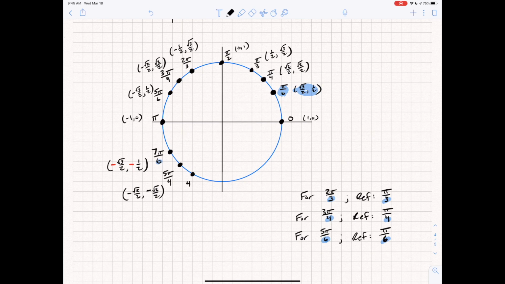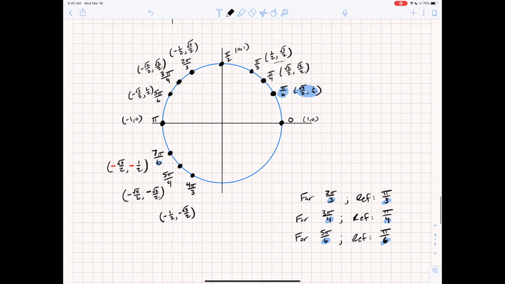All right, the next radian measure that's unique, or at least special, is going to be 4 pi over 3. I'm really done with thinking and double checking so I don't make a mistake again. And this coordinate is going to be negative 1/2, negative root 3 over 2. Again, the reference is pi over 3, so I'm going to use the exact same two coordinates, but I'm going to make them negative because I'm in quadrant 3.